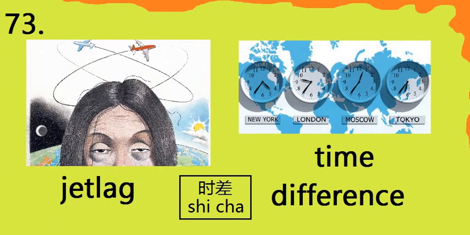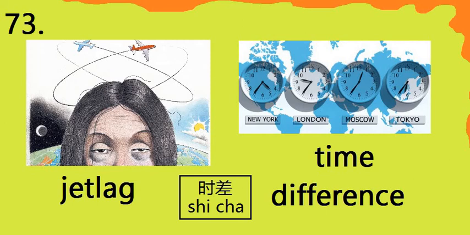Here we have jet lag and time difference. Now, for some people this might not be a problem, but in Chinese, the translation is exactly the same. They don't have different words for these two things. Jet lag is a feeling. It's when you've travelled a long way and maybe you wake up at the wrong time because the country you're now in has a different time from the one you left, and it makes you feel sleepy at the wrong time. It can make you feel quite unwell.